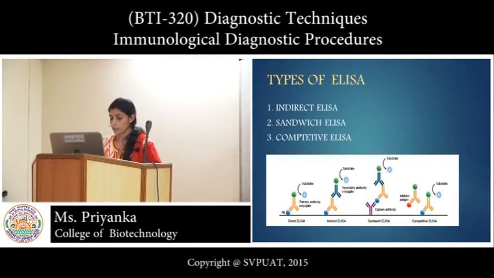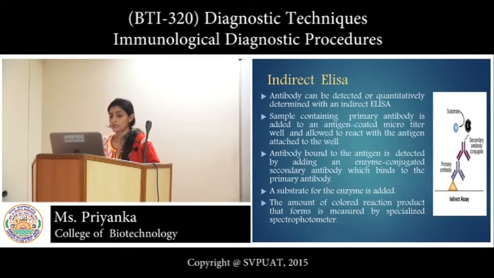These are based on enzyme substrate reactions. ELISA is of three types mainly. First is indirect ELISA, second is sandwich ELISA, and third is competitive ELISA. First, indirect ELISA. In indirect ELISA, antibody detection takes place. So how can we detect antibody in indirect ELISA?